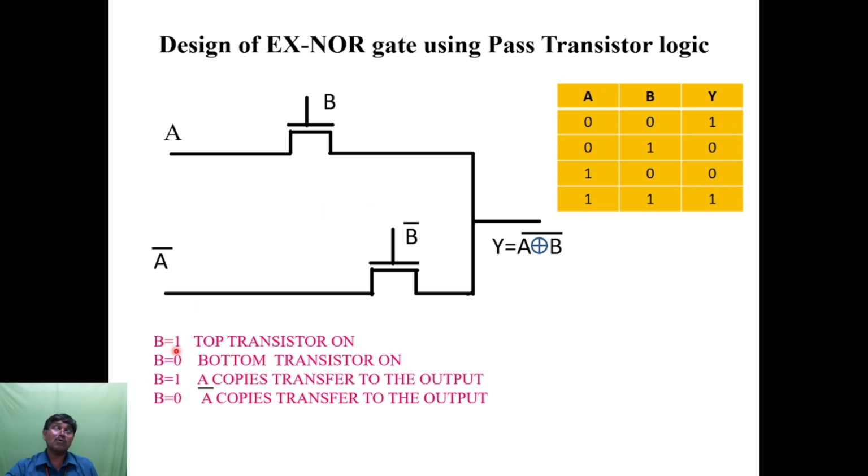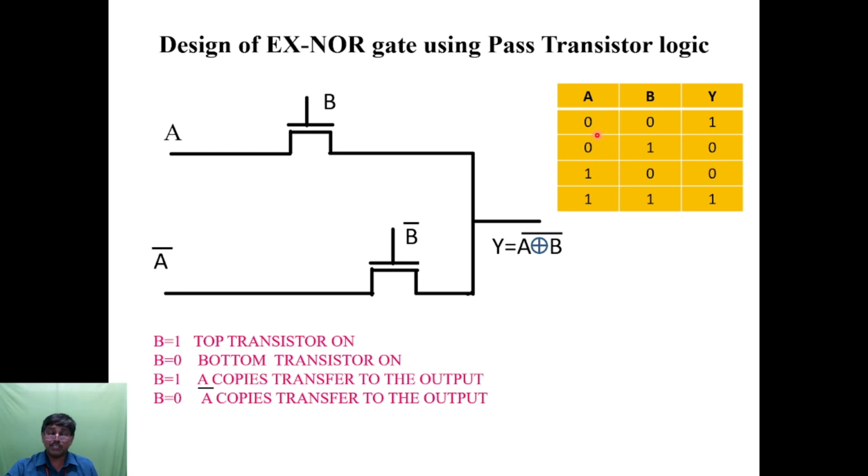Now, B is equal to 1, top transistor on, and B is equal to 0, bottom transistor on. When B is equal to 1, A is copied and transferred to the output. When B is equal to 0, A bar is copied and transferred to the output. So by using the XOR truth table, we have to design the pass transistor.